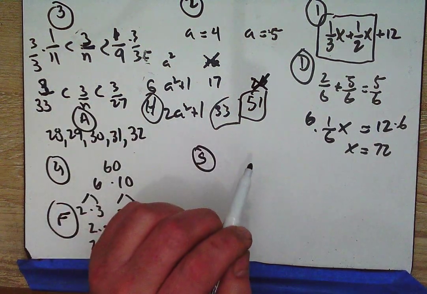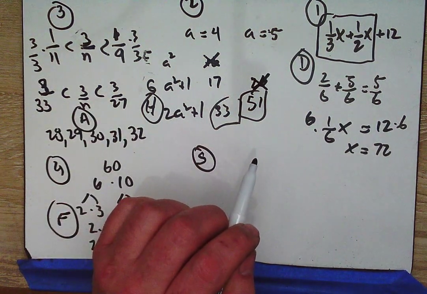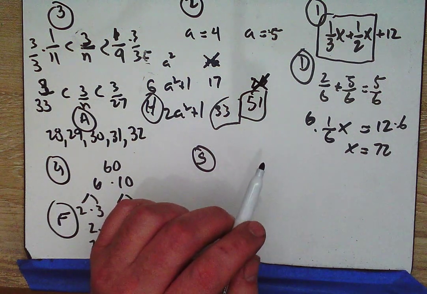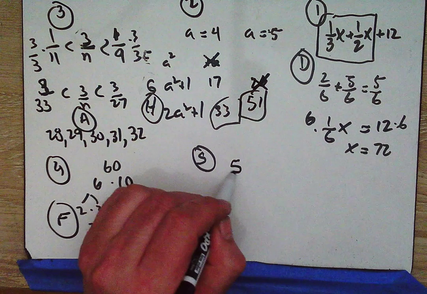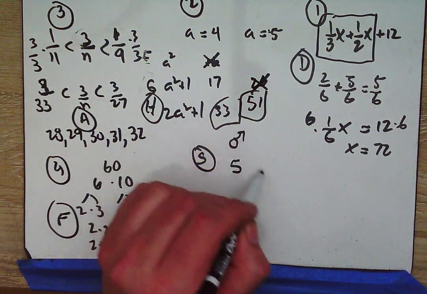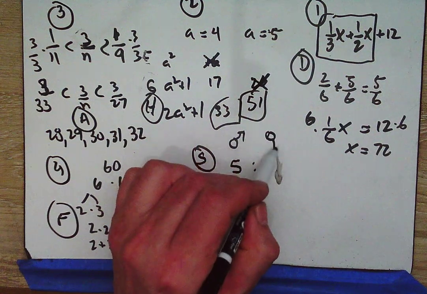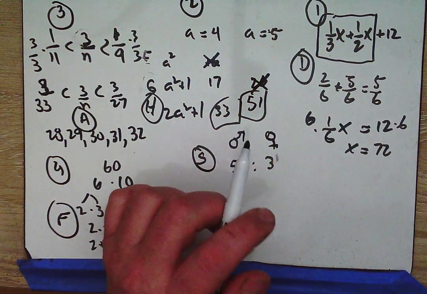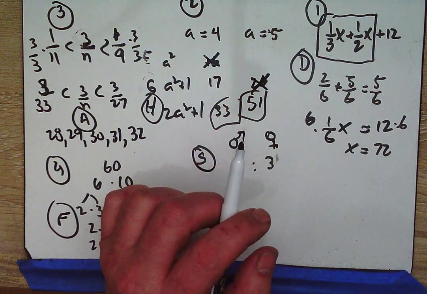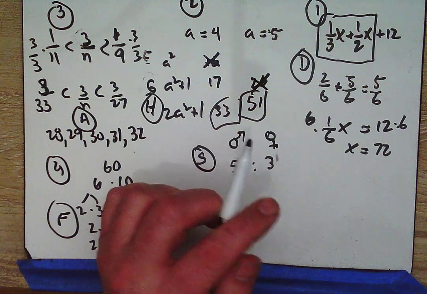5. The ratio of men to women in the first-year college experience committee at the university is 5 to 3. 5 men to 3 women. Okay. There are a total of 24 people on the committee.